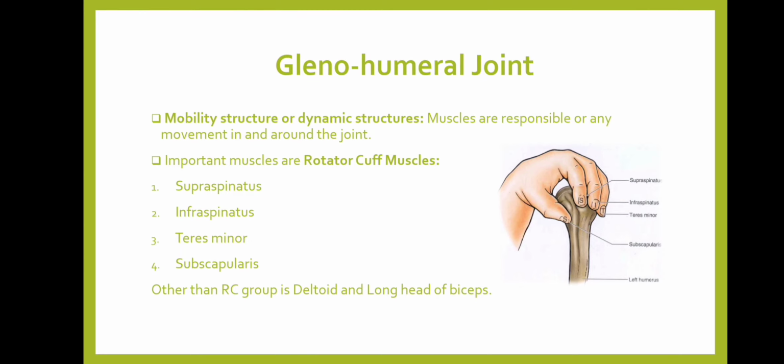Mobility structures or dynamic structures. Muscles are responsible for any movement in and around the joint. Important muscles are rotator cuff muscles. It includes supraspinatus, infraspinatus, teres minor and subscapularis. Other than the RC group are deltoid and long head of biceps.